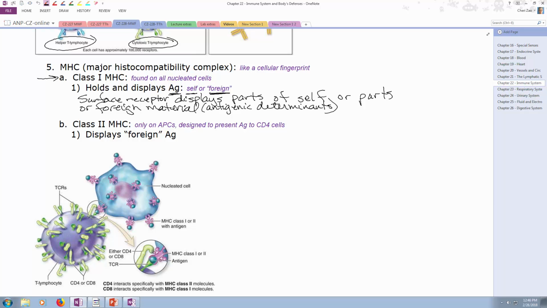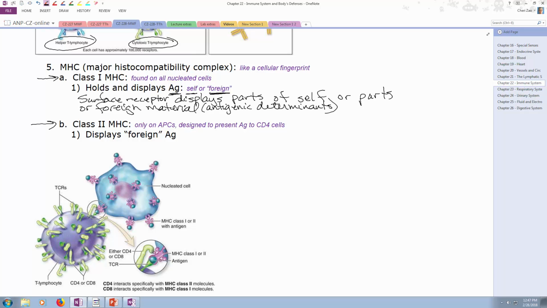Class 2 MHC is the next MHC I want to discuss. It is only on APCs. So that means it is on macrophages, dendritic cells, and B cells. Those are the only cells that have MHC2. Do those cells have MHC1? Yes, because all cells except red blood cells have MHC1. So our macrophages, our dendritic cells, and our B cells have two MHCs. They have the MHC1 and they have the MHC2.